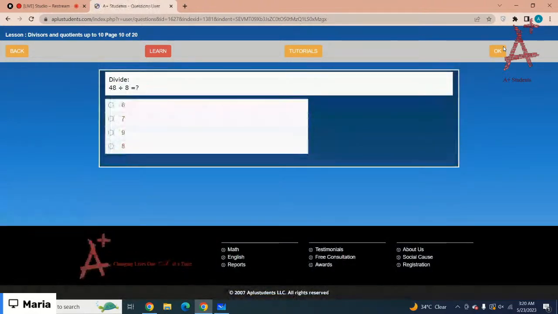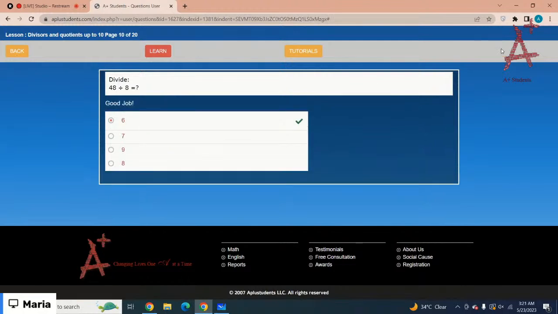Okay, the next lesson is 48 divided by 8. So which is the correct option? 8 times what number is 48? Yes, that would be 8 times 6 is 48. So the correct option is 6.